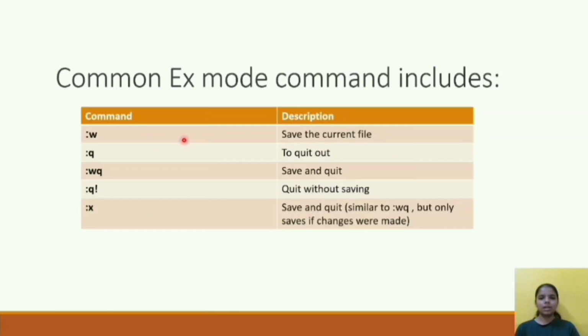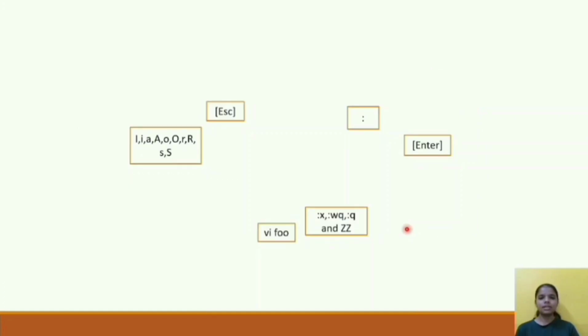Common EX mode commands include :w to save the current file, :q to quit, :wq to save and quit, :q! with an exclamation symbol to quit without saving, and :x to save and quit, similar to :wq but only saving if changes were made. Here you can understand easily with the help of this diagram.